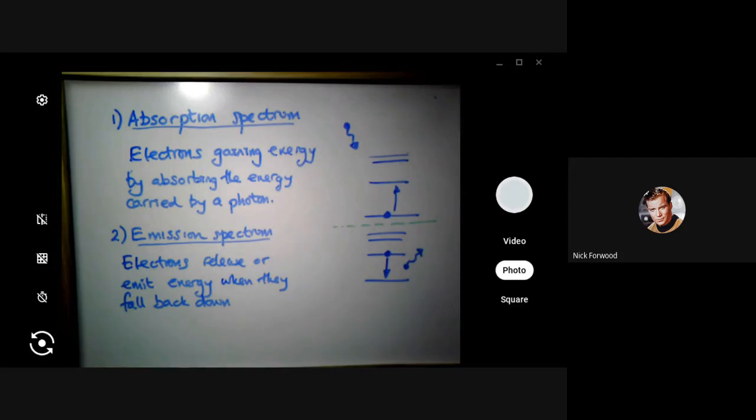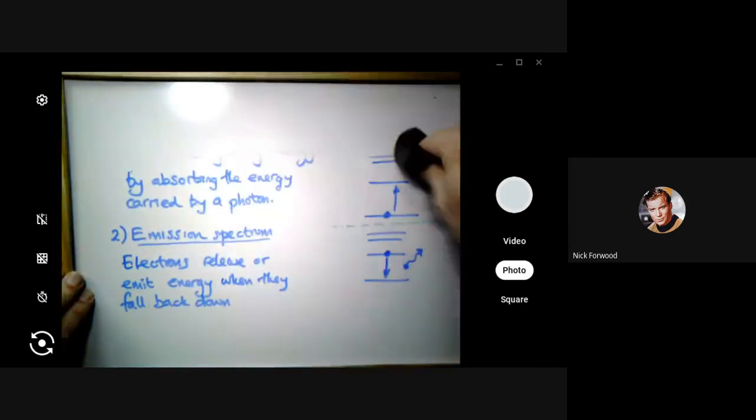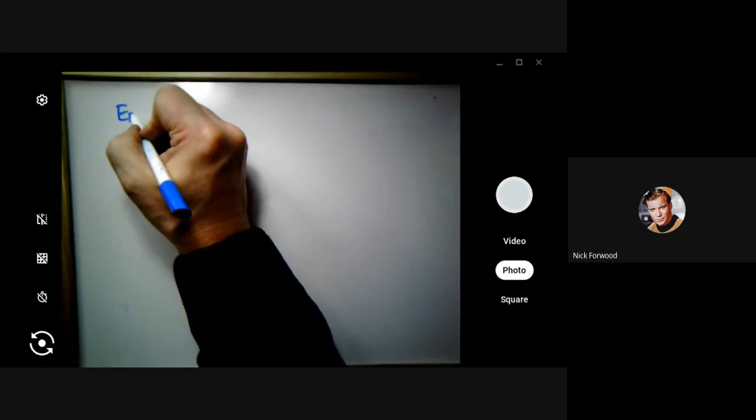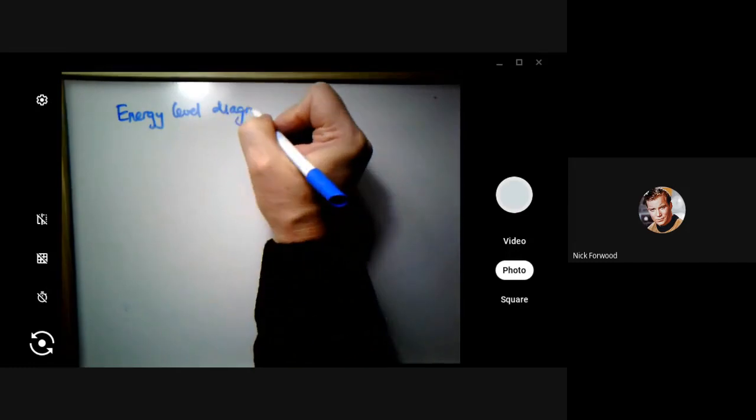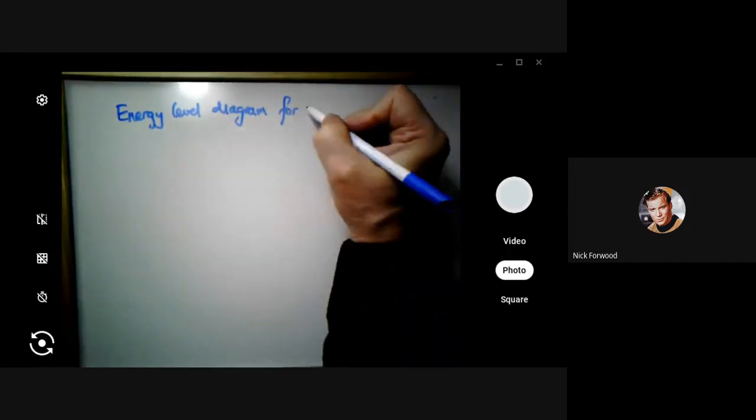Right then, so hydrogen, let's return to hydrogen because it is the simplest one. The more electrons you get, the more complicated these levels are. So we're just going to stick with hydrogen as our basic building block. And if you carried on with physics after this, certainly at university level, you could learn how the energy levels are built up for more complicated elements. So energy level diagram. Let's be precise. Energy level diagram for hydrogen.